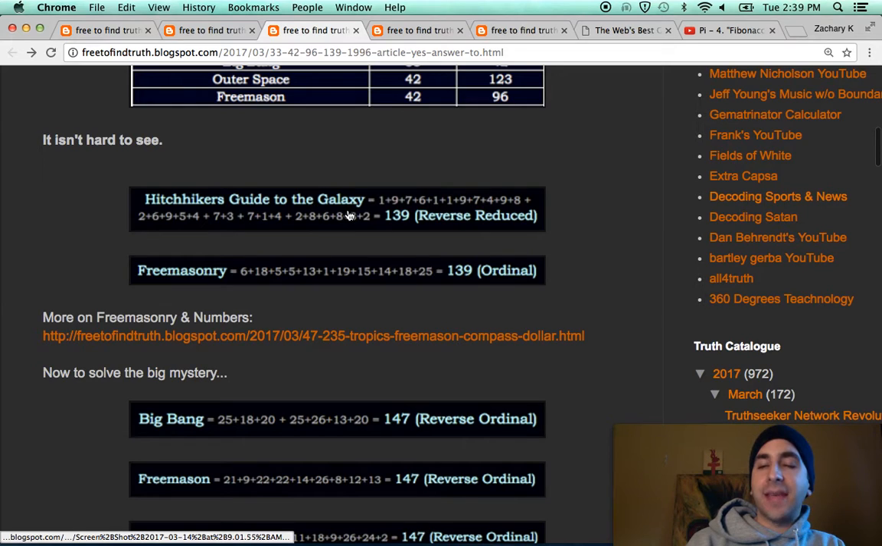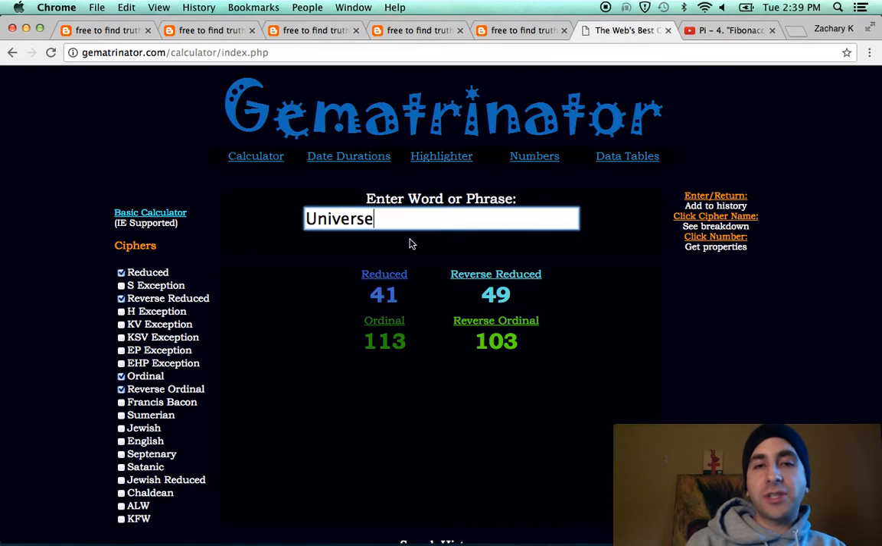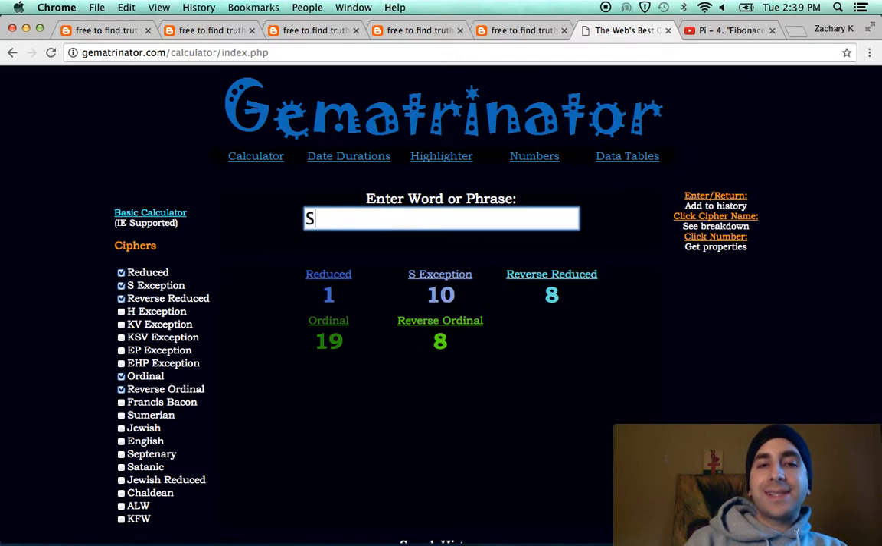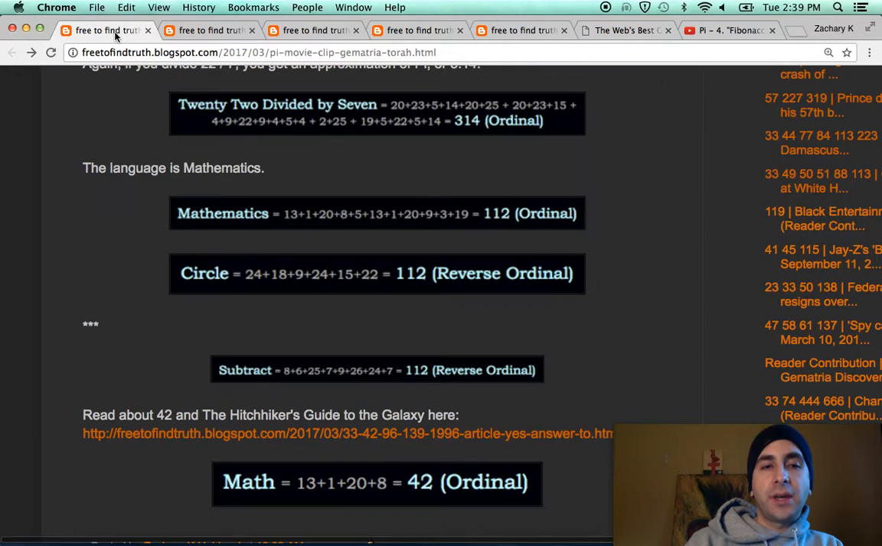Hitchhiker's Guide to the Galaxy in Gematria sums to 139, just like Freemasonry. I should also mention that America has Gematria of 139. The word 16, the universe being 16 billion years old, 16 has all sorts of special gematria, very sacred number. There's a reason they call it Sweet 16 in our culture. Just know that 16 has the 42 connection.